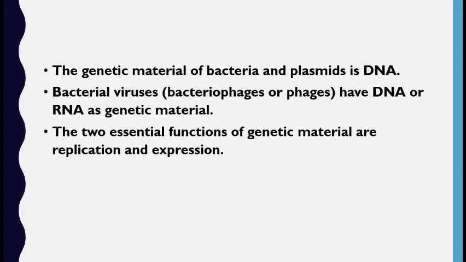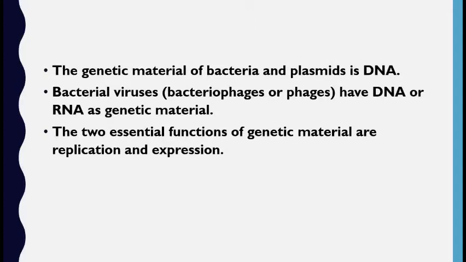So we have here bacterial viruses known as bacteriophages or phages. They have DNA or RNA as their genetic material. There are two essential functions of the genetic material, which are replication and expression. In replication, it means we have the exact copy of a certain genetic material, which we call the genotype or the genetic composition. And for expression, it is all about the phenotype, or the physical expression of the genes.